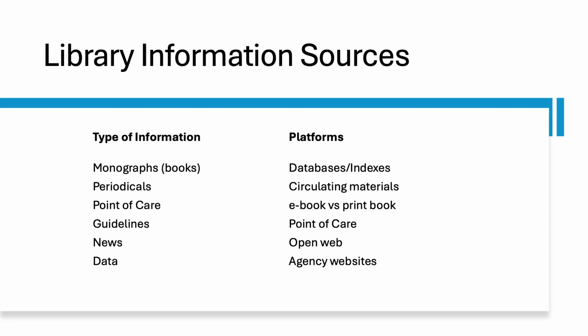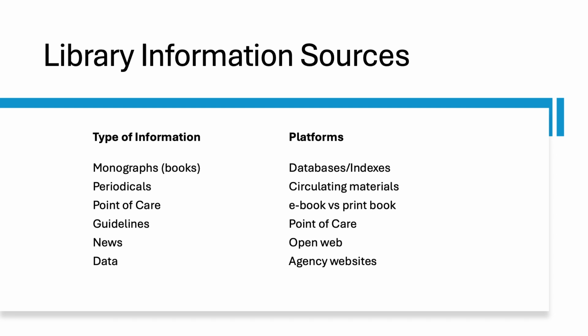The different platforms where we might find those include databases or indexes, circulating materials, that means being able to check them out of the library, like books and journals. You can also think about platforms as being format-based, so e-books versus print books. Point of care resources can be themselves platforms in addition to type of information. And then there's also just the open web, all the different websites that we have access to and search platforms.